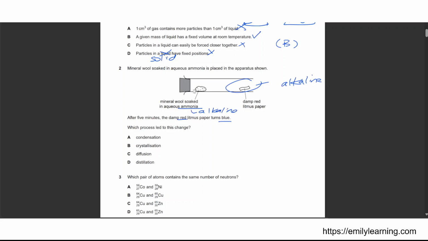So in other words, it tells us that the aqueous ammonia has vaporized and it has traveled to here and got into contact with the damp red litmus paper to turn it blue. So therefore, what has occurred is diffusion. It vaporized and it moved here. Initially, there's a higher concentration here. It vaporizes and then it diffuses to an area with a lower concentration, which is at this portion here. So this is diffusion, C.